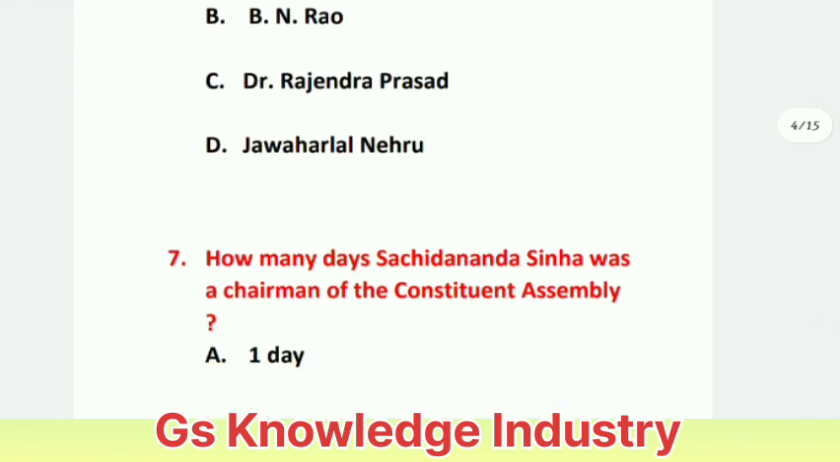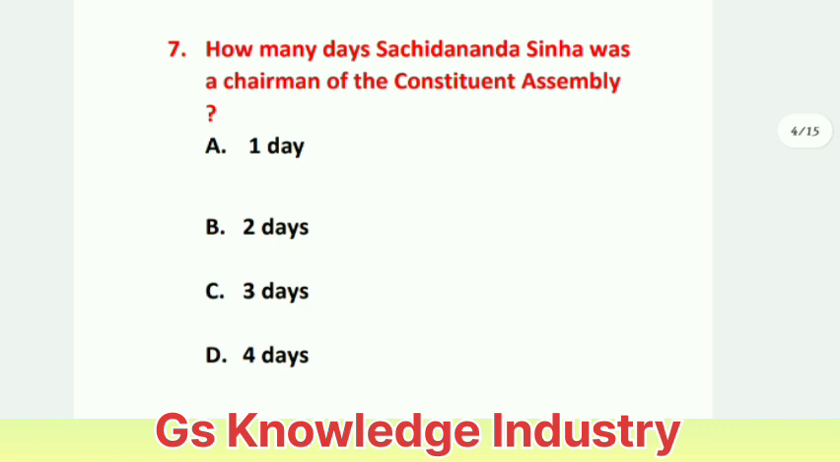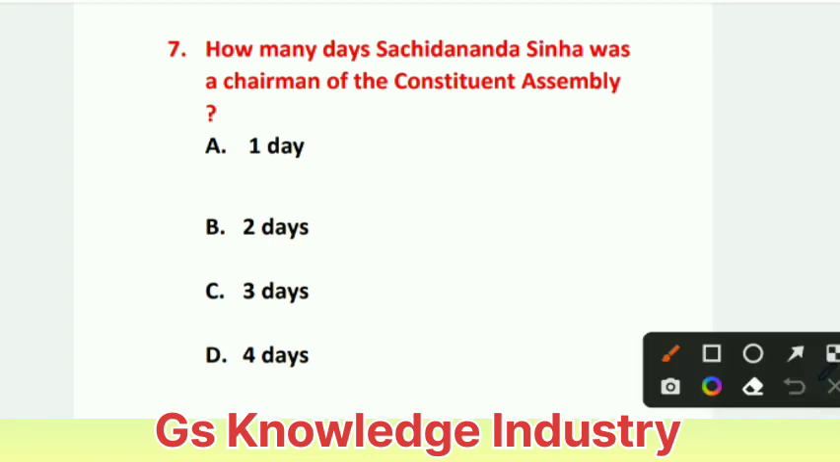7 number question. How many days was Sachidananda Sinha the chairman of the Constituent Assembly? Option A, 1 day. Option B, 2 days. Option C, 3 days. Option D, 4 days. Here the right answer is only 2 days, right? 2 days.